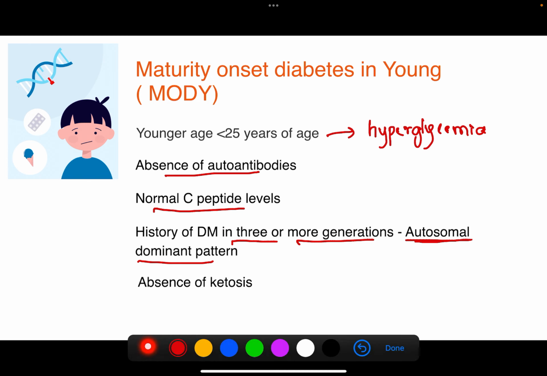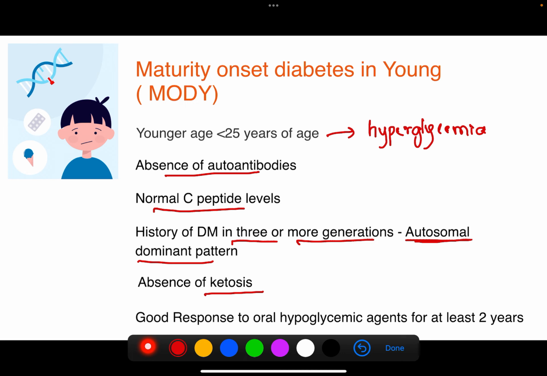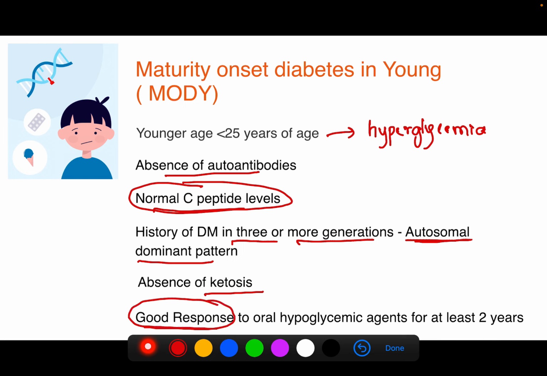And one more striking feature was they do not usually present with ketosis. So it's incidentally detected. Okay, this is the best thing. They have a good response because the C-peptide levels are normal. It means that there is no insulin deficiency. There is some other problem. There is a good response to oral anti-diabetic agents. This is very important about MODY.